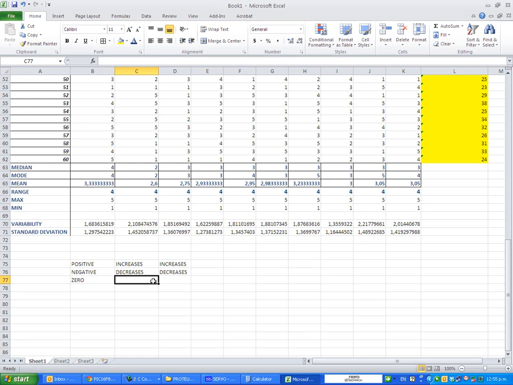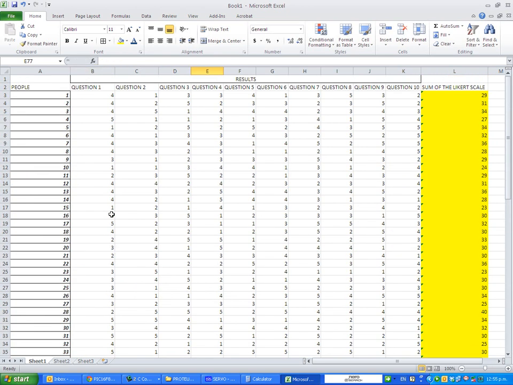Now, the zero correlation happens when there is no change. It doesn't decrease or increase. When the first variable increases, nothing happens to the other one. And when the first variable decreases, nothing happens to the other variable. That way you can say that there is no change in the correlation.